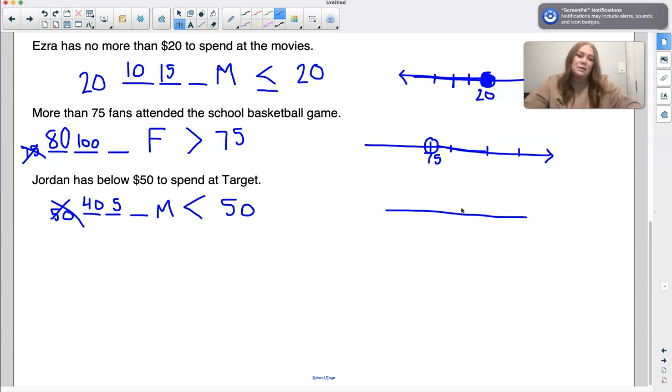So last number line. So here we have 50. And we're going to circle that up. And we're not filling it in because it does not equal it. So we said they could have $40. They could have $5. Maybe you said they had $20. So all my solutions go to the left. So I'm going to go off to the left and show that it could be anything less than 50.